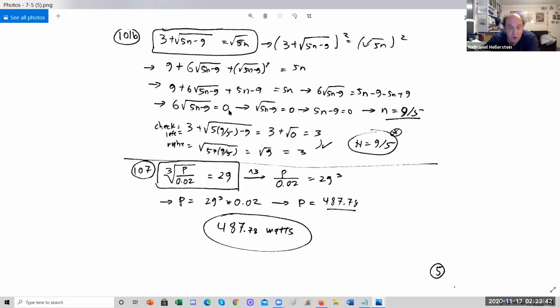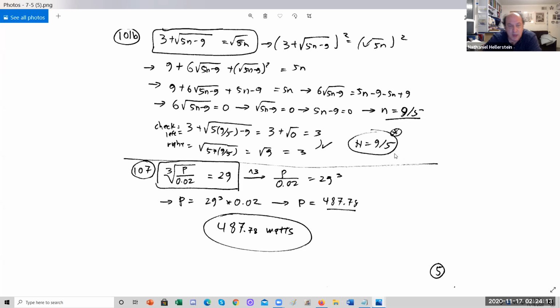Oh, it's 0. All right, so dividing by 6, root 5n minus 9 is 0. Squaring, 5n minus 9 is 0. Transposing the 9 and the 5, n equals 9/5. You can check that. 3 plus root of 5 times 9/5 minus 9 is 3 plus root 0, which is 3. Right is root of 5 times 9 over 5, which is root 9, which is 3, and it checks. So n is 9/5.